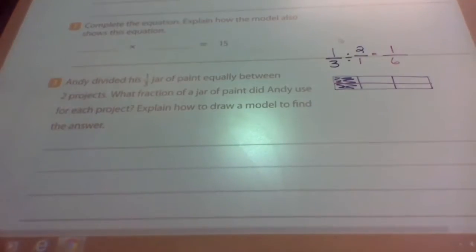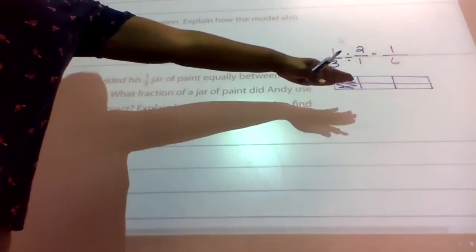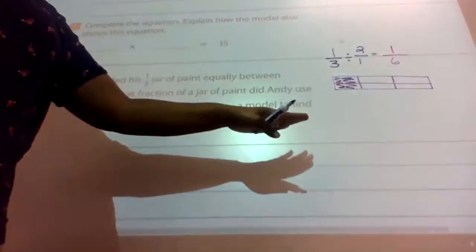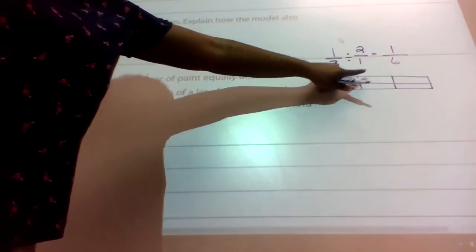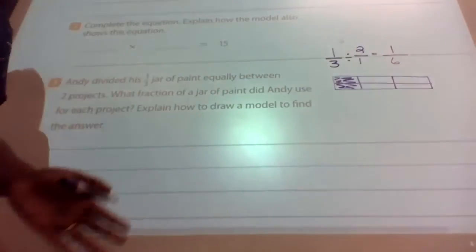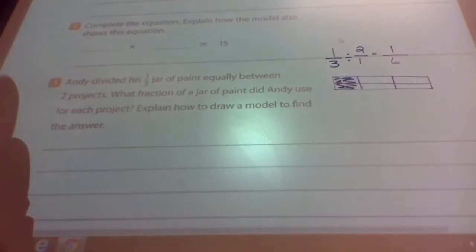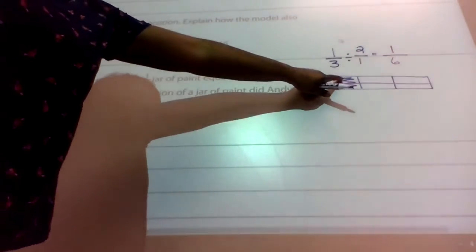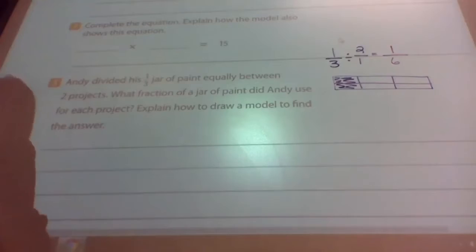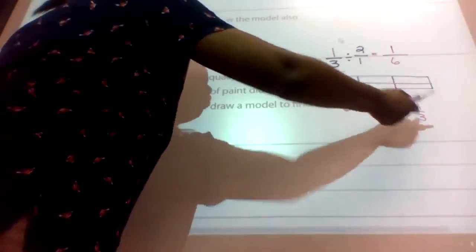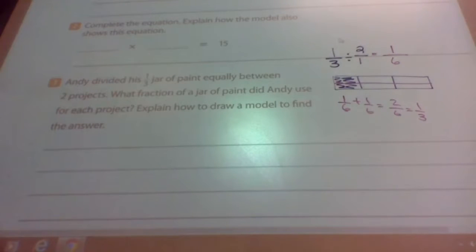Okay. Right? So I shaded in 1/3. I cut it in half. Now I have 6 parts. Every third is 1 out of 3. So that's my answer. 1 out of 6, 1 out of 6. Now, 1 out of 6 plus 1 out of 6 is what? 2 out of 6, which is 1/3, right? 2 6s equal 1/3. So I know that my answer is correct. So that should be your answer for number 3. So you need to write that down.